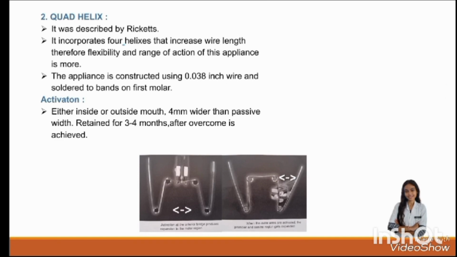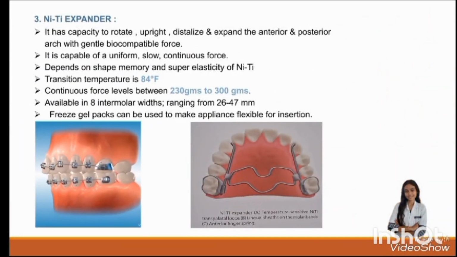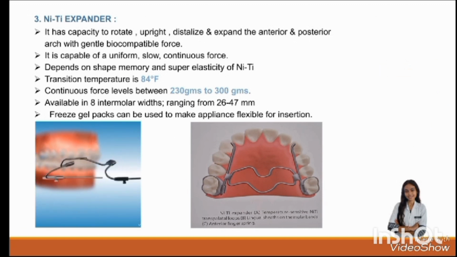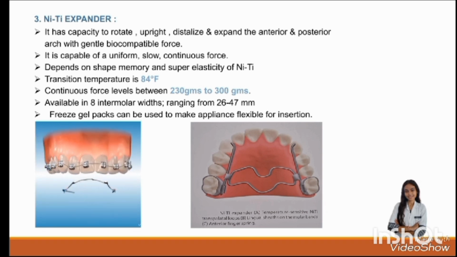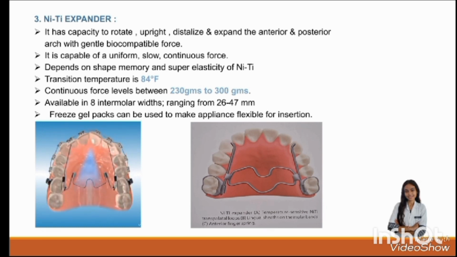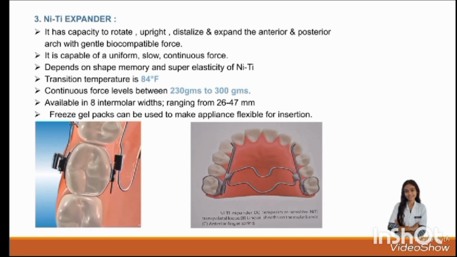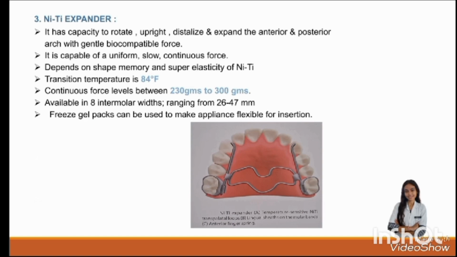Third one is the Nitanium expander. It has the capacity to rotate, upright, distalize and expand the anterior and posterior arch with gentle biocompatible force. It is capable of uniform slow continuous force. It depends on the shape memory and superelasticity of Nitinol. Transition temperature is 84 degrees Fahrenheit, continuous force level between 230 grams to 300 grams. Available in 8 intermolar widths ranging from 26 to 47 mm. Freeze gel packs can be used to make the appliance flexible for insertion.